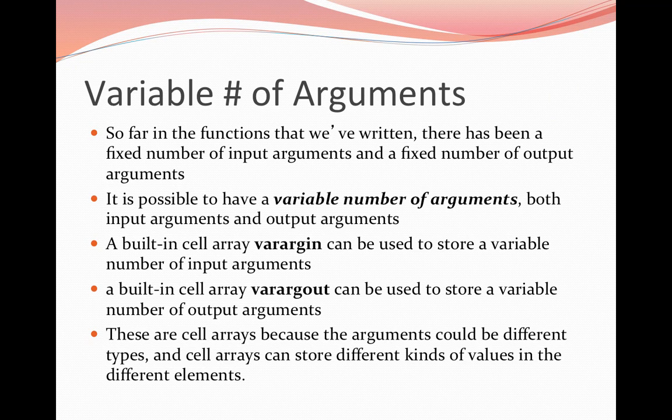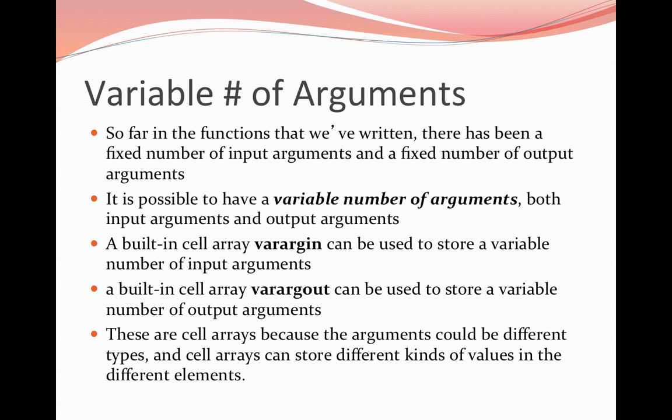So far in all of our functions, we've had a fixed number of input arguments and also a fixed number of output arguments, including possibly 0 in both cases. But it's possible to have a variable number of arguments, both input arguments and output arguments. A built-in cell array called var_argin can be used to store a variable number of input arguments, and there's a built-in cell array called var_argout that can be used to store a variable number of output arguments.